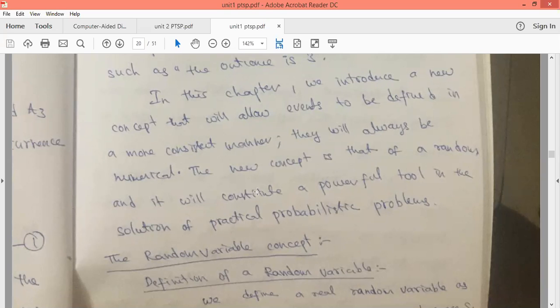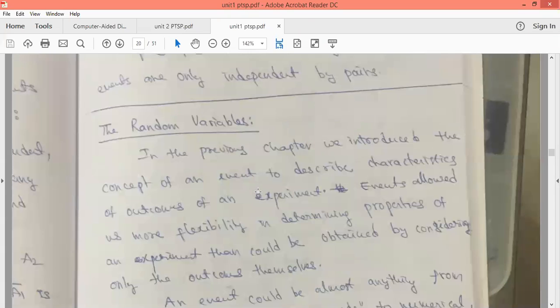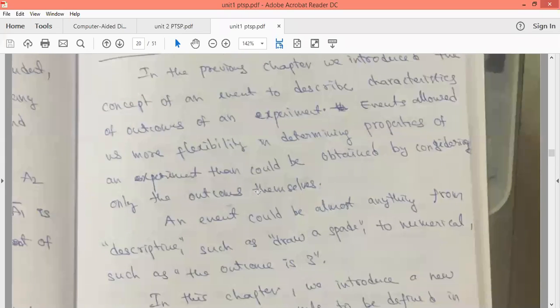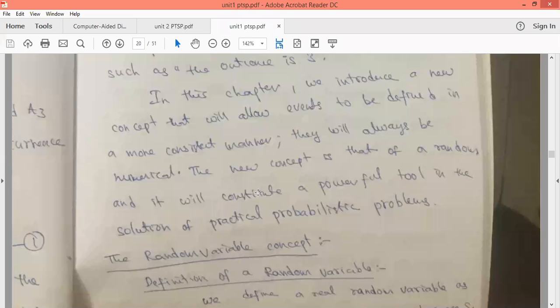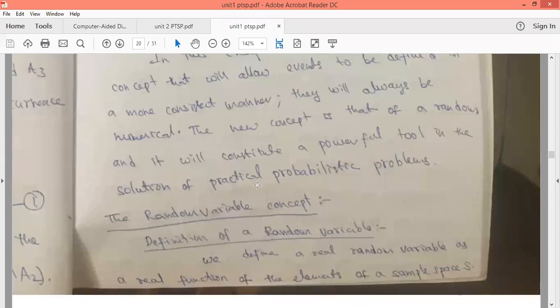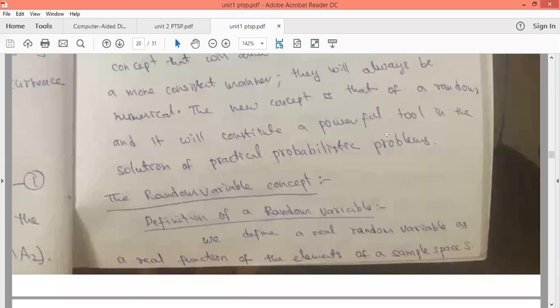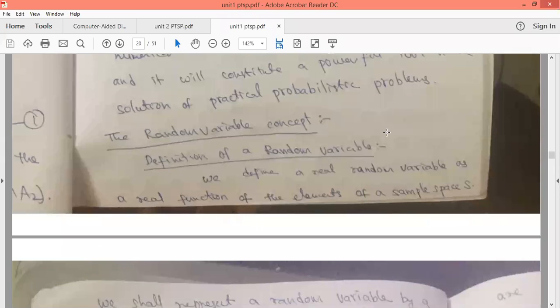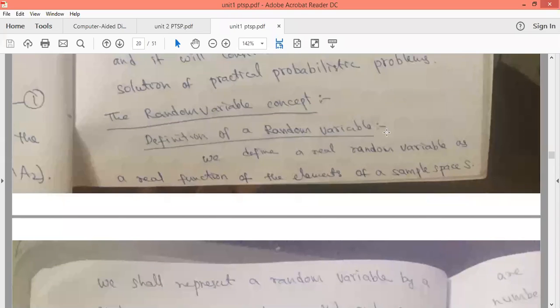So what are we doing here? We are assigning some numerical values to the events. We are just defining the events in a different manner. We are assigning some numerical values to the events here.